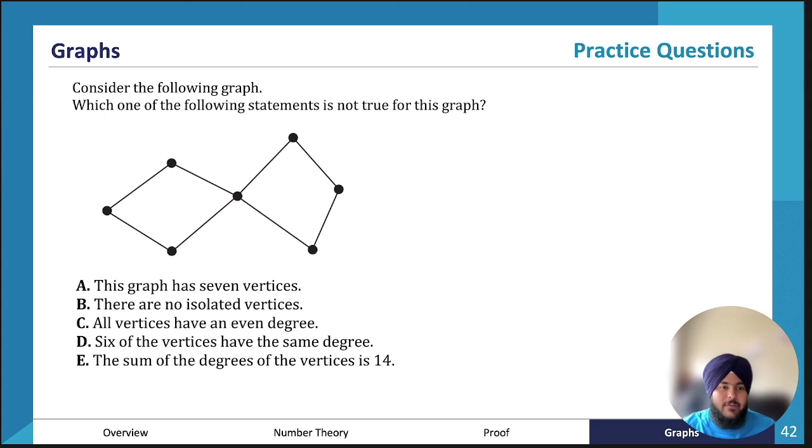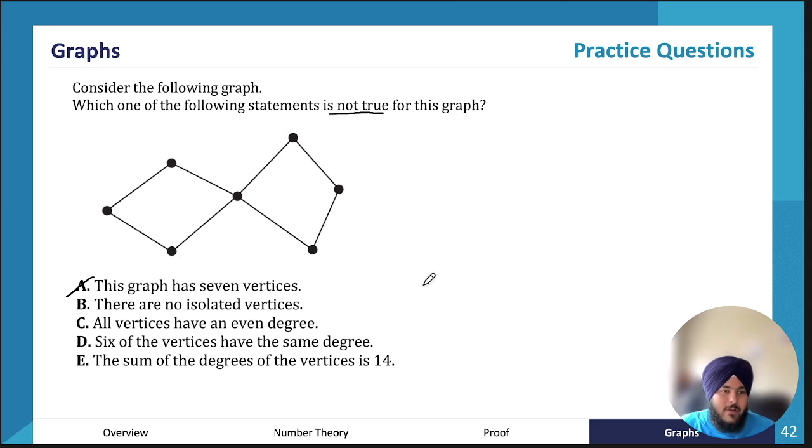Okay, so what do we have here? We just have a basic connected graph. Let's read the options that are given. This graph has 7 vertices. Let's count them: 1, 2, 3, 4, 5, 6, 7. That is true, and we're trying to find the not true statement. So A is not the answer.